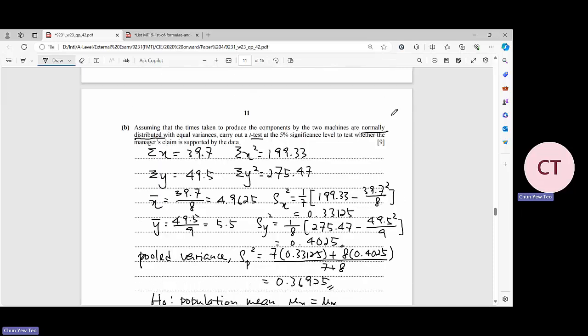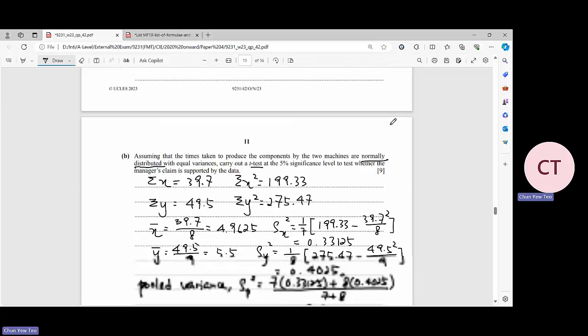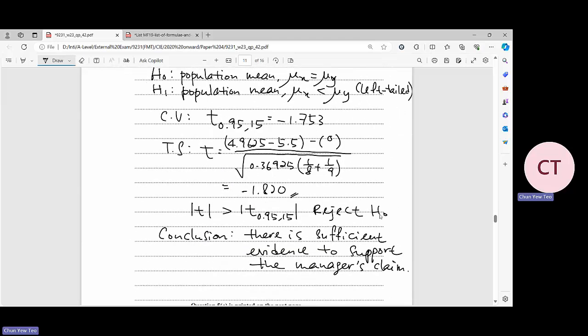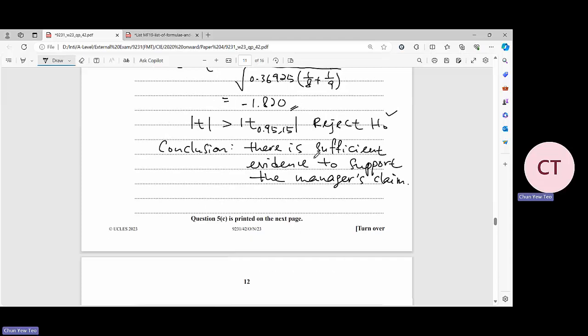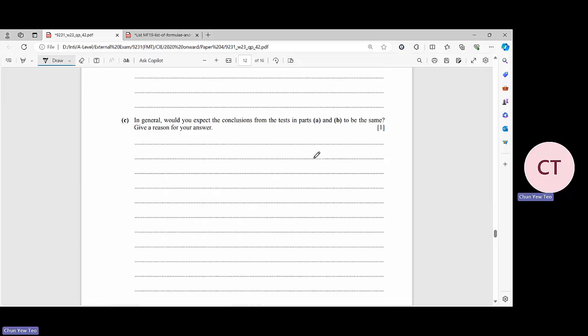So you can see that in part A, we accept H naught, but in part B, we reject H naught. We have two different conclusions over here. That's why the question is asking for part C: in general, would you expect the conclusion from the test in part A and part B to be the same? The question is asking whether you expect them to have the same answer or a different answer. You can see that the nature of the question is different.